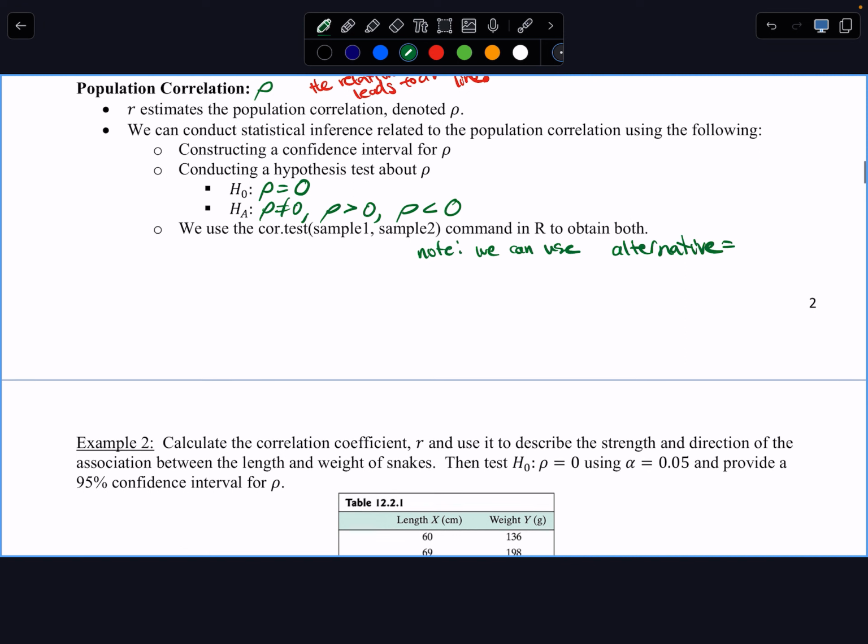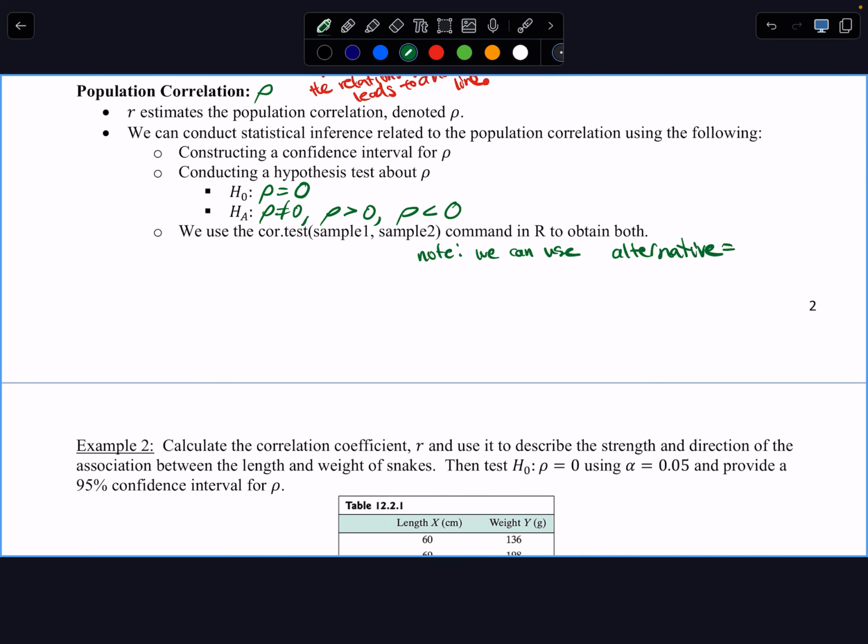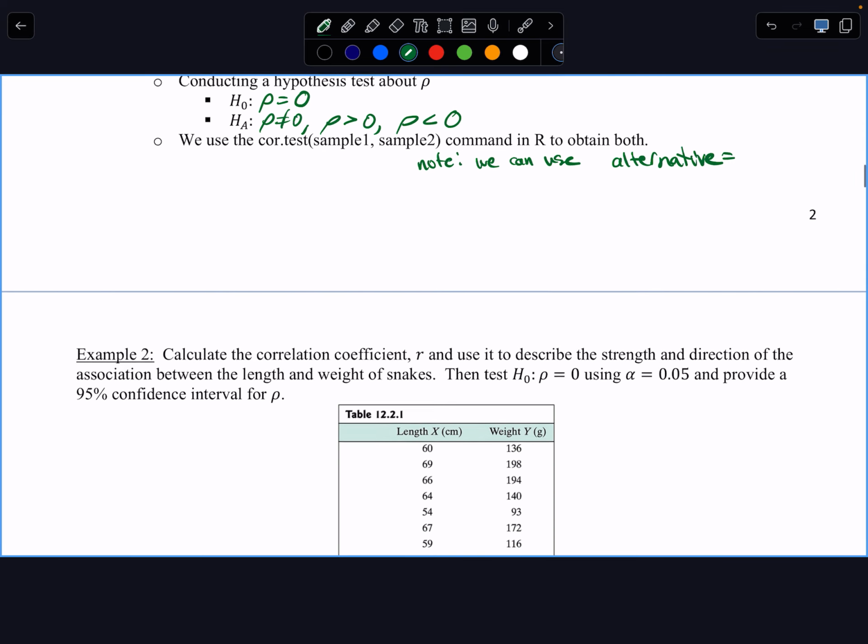So I'm going to go back to that same example, and you're going to see throughout this chapter we're going to use the same example. We're going to calculate the correlation coefficient R, and we're going to use it to describe the strength and the direction of the association between the length and weight of snakes. So let's do the confidence interval, and at the same time, it's going to give us the results for our hypothesis test. And we're going to do that as well.